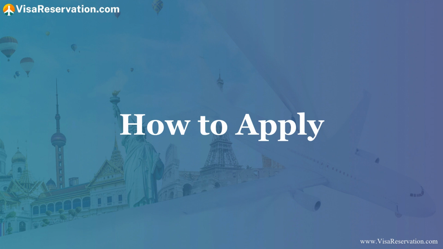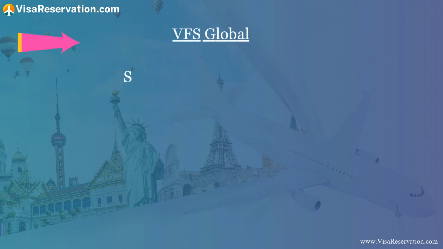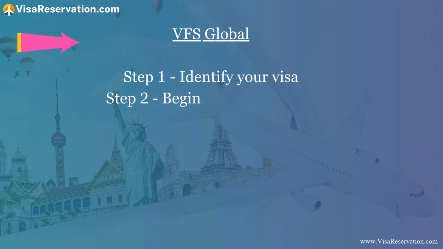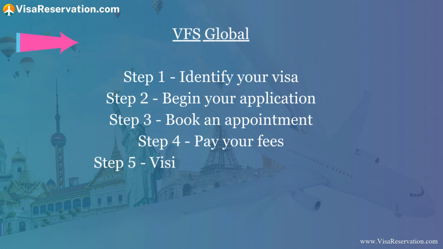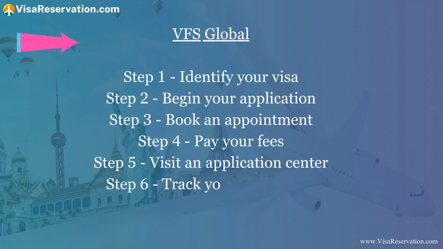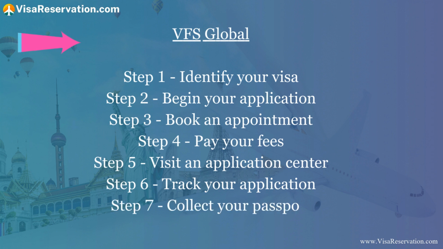How to apply? To apply for your Austria Schengen visa, there are a number of steps to follow. Step 1. Identify your visa. Step 2. Begin your application. Step 3. Book an appointment. Step 4. Pay your fees. Step 5. Visit an application centre. Step 6. Track your application. And Step 7. Collect your passport.